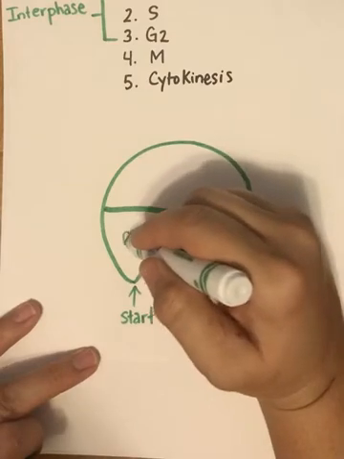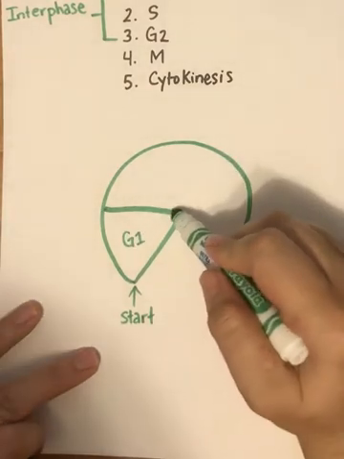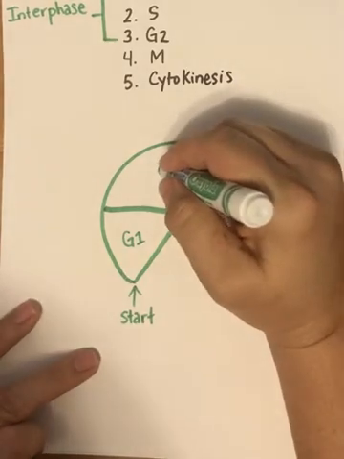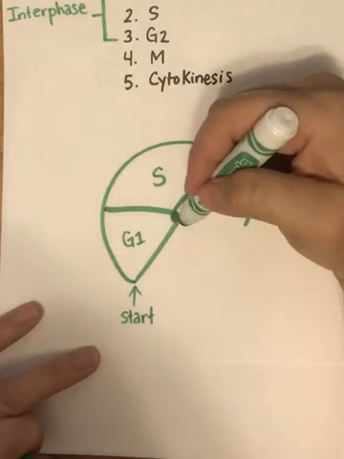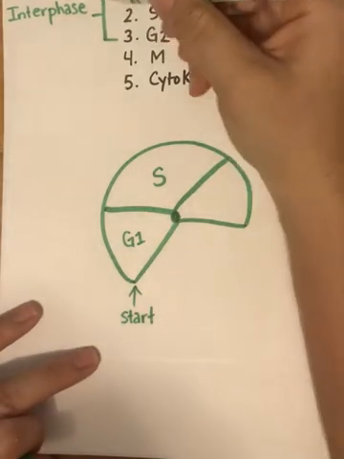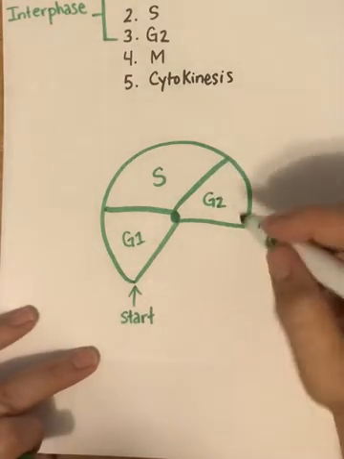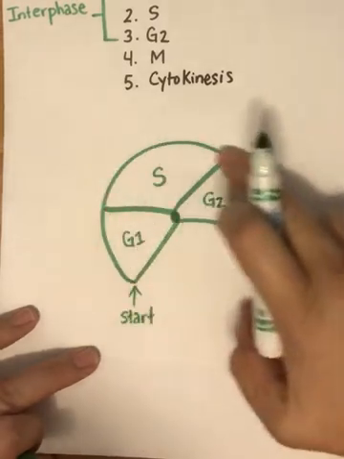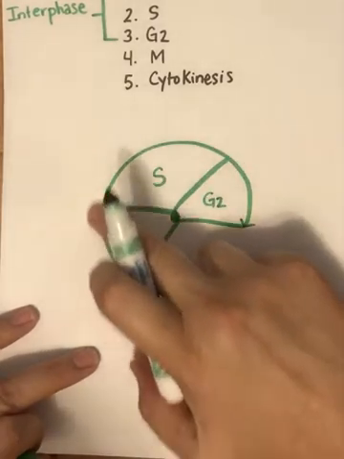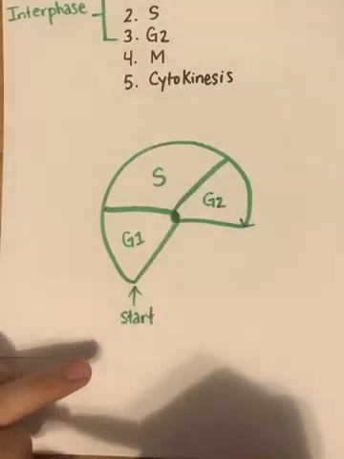has your G1 phase, which we're going to discuss. It's going to have your S phase, which is second. And then the third phase of interphase is called G2. These are all phases of interphase. It's the longest of a life cycle. 3/4 of the cell's time is spent within interphase.